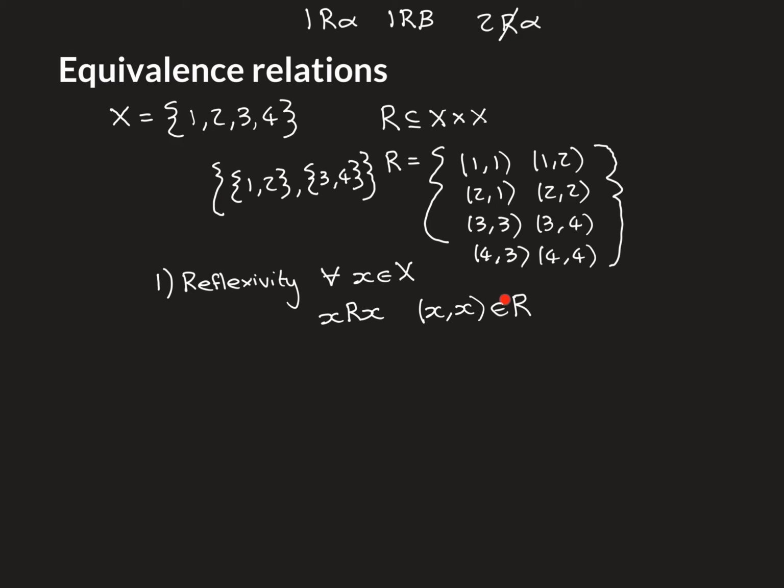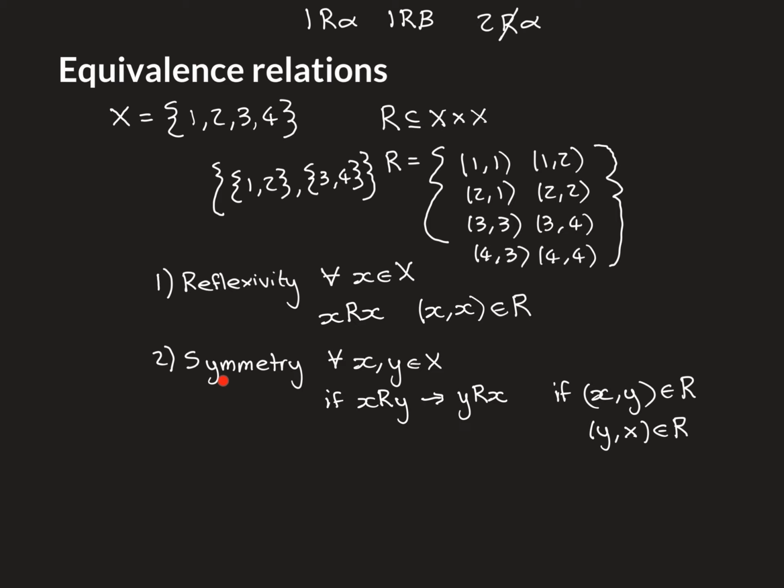So the first axiom that the equivalence relation needs to obey is what's called reflexivity, and that says that for all little x an element of your set big X that you want to put the equivalence relation on, little x must be related to itself. So it's going to be in an equivalence class with itself. So it must be related to itself, and what that means is that the ordered pair (x,x) must be in your relation, your subset of the Cartesian product.